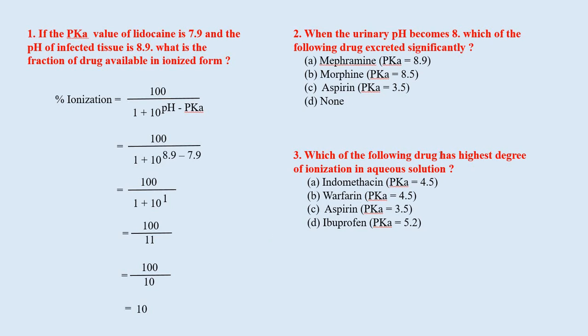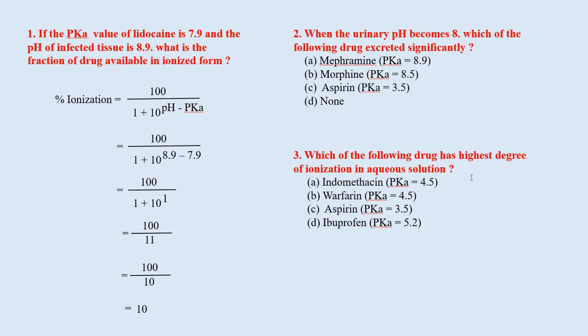See here, this is what they asked in the problem: which of the following drugs has the highest degree of ionization in an aqueous solution? Aqueous solution is nothing but water. So here you have to know the pH of water. The pH of water is 7. So with respect to that pH, amongst these four drugs, which drug has the highest degree of ionization?